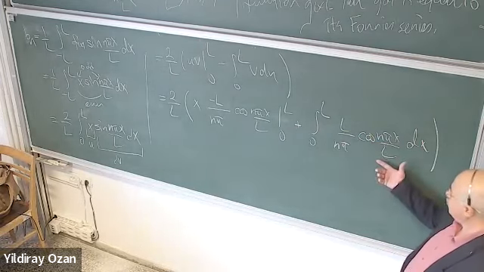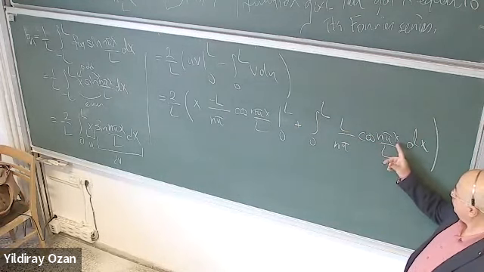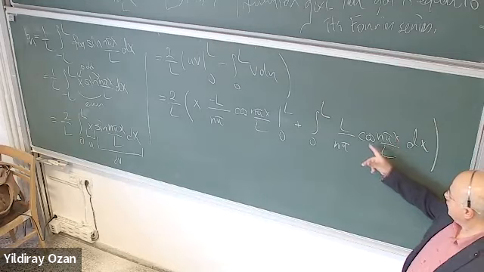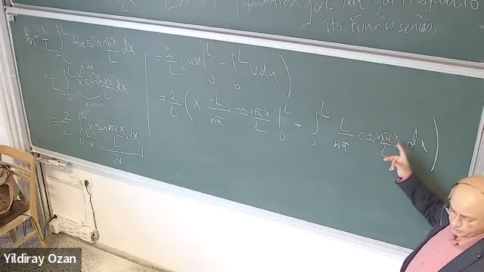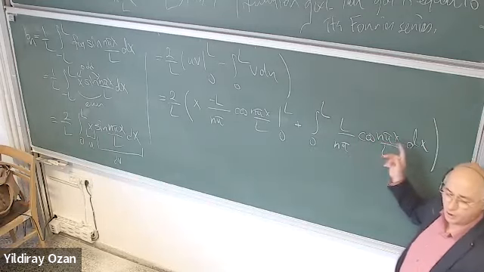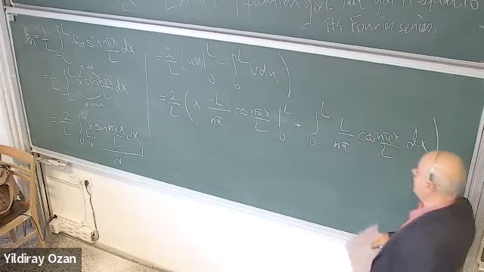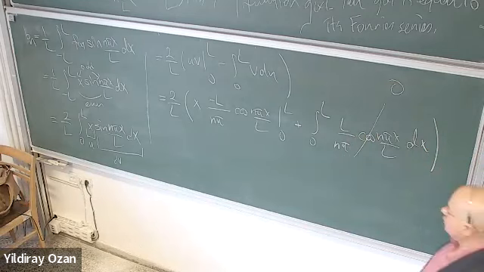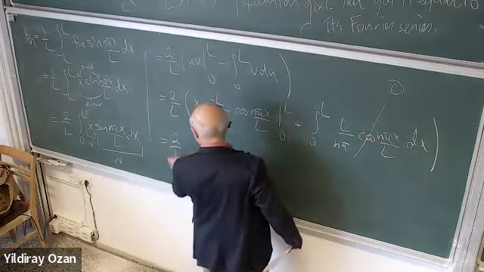Well, the integral of this is sine, evaluated from 0 to L. If I put L in sine, I get sine n times pi, which is 0. When I plug in 0, sine 0 is 0. So the integral of this will give us only 0, and I can just forget about it. And we have only this. So this is just 2 over L.